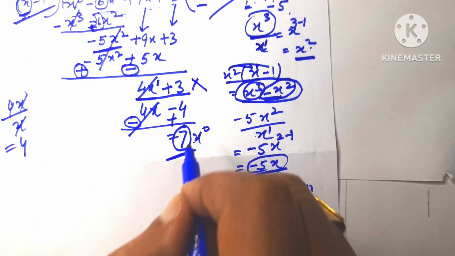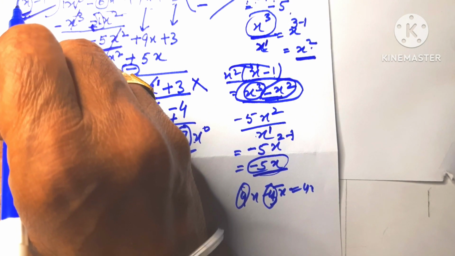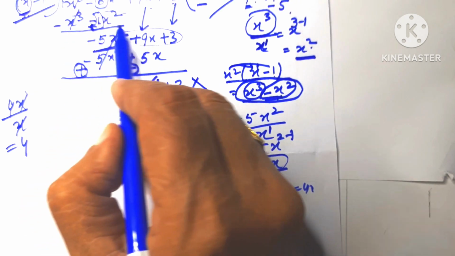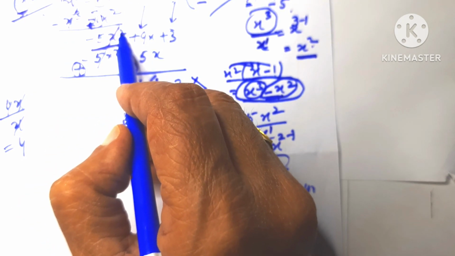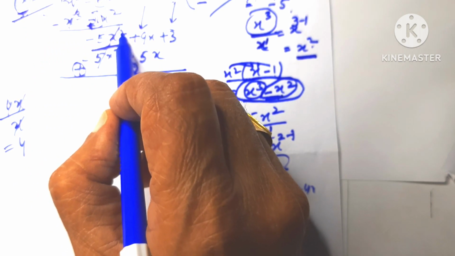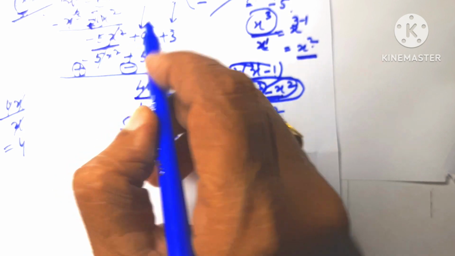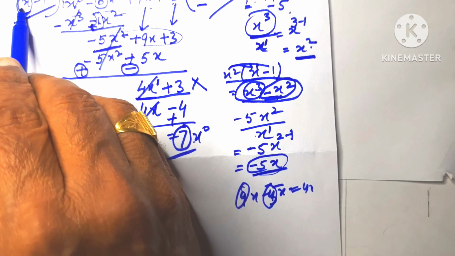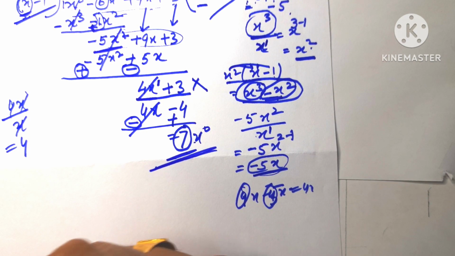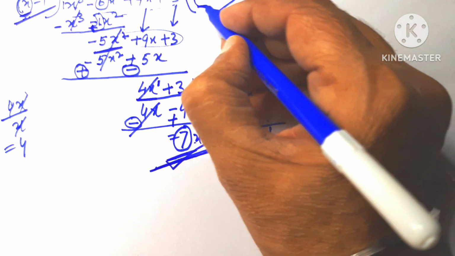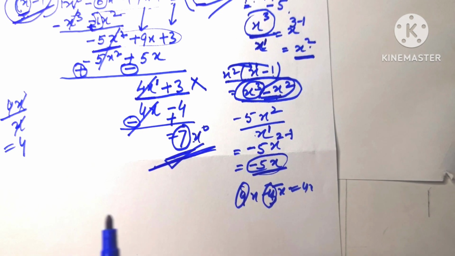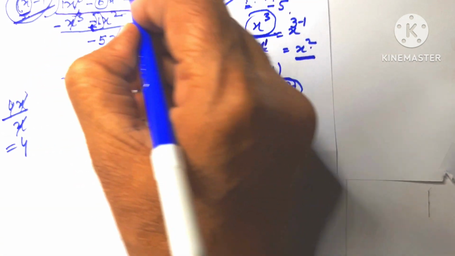For a remainder, the degree should be less than that of the divisor. This is not a remainder because its degree is 2, and 2 is more than 1, so it cannot be a remainder. So only when the degree becomes less than the degree of the divisor is it a remainder. So 7 is the remainder, this is a quotient, this is a divisor, and this is a dividend.